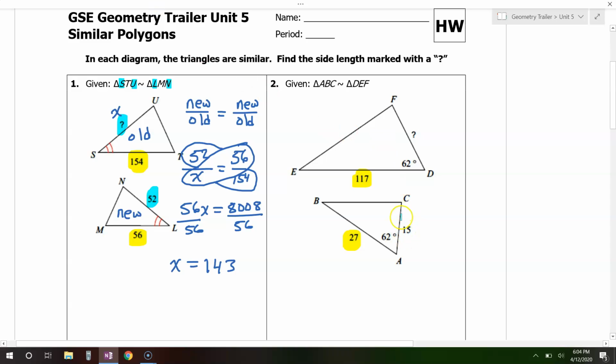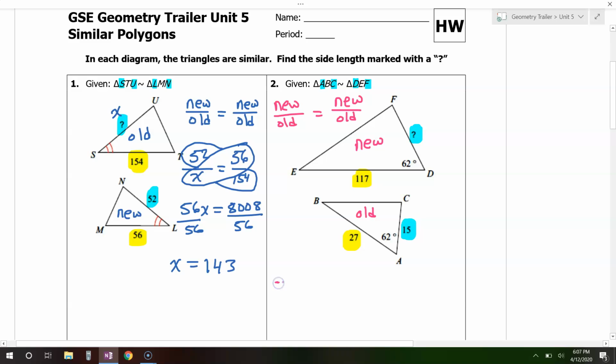Okay, now how about CA? All right, I see CA right here. Well, CA is like the beginning and end. So that'll be DF, which is over here. So those are corresponding parts, corresponding sides. So remember, my strategy is new over old equals new over old. I don't think it matters which one you call new and which one you call old. So I think this time I'll call this one new and I'll call this one old.